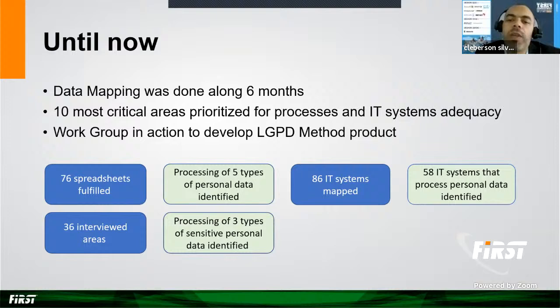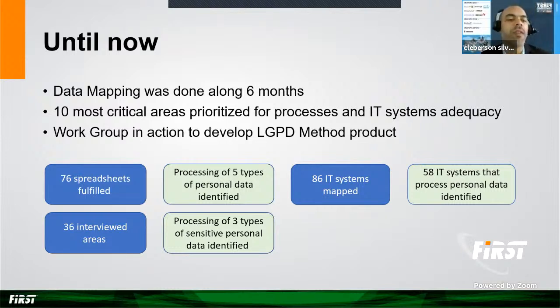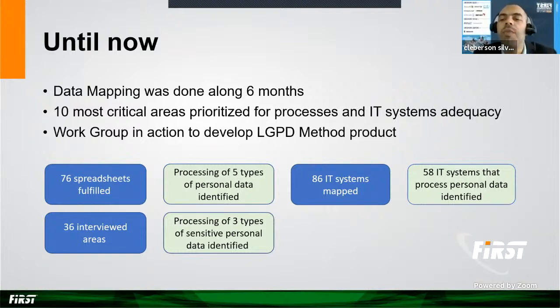Until now, all the data mapping was done inside RNP over 6 months, and we got some numbers. 76 spreadsheets fulfilled, 36 interviewed areas, 5 types of personal data identified, 3 types of sensitive personal data identified, 86 IT systems mapped, 58 IT systems that process personal data identified, and as a result, we got the 10 most critical areas and 10 most critical systems to prioritize for LGPD adequacy.